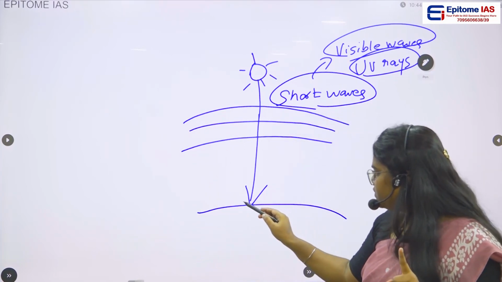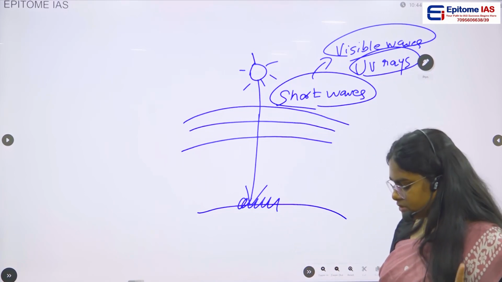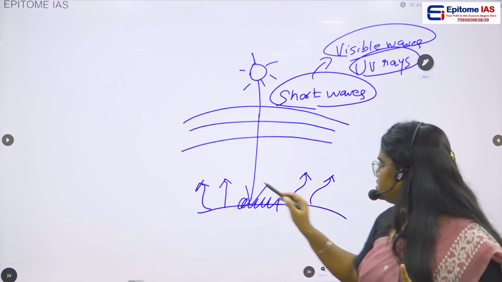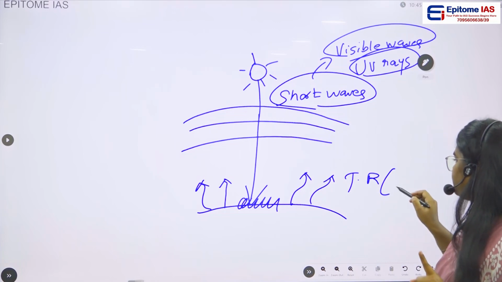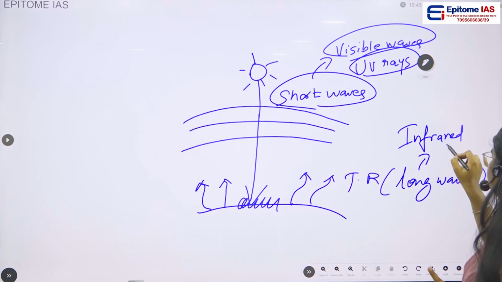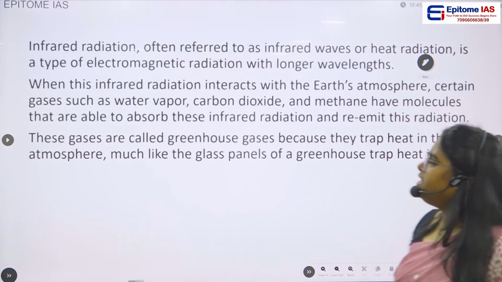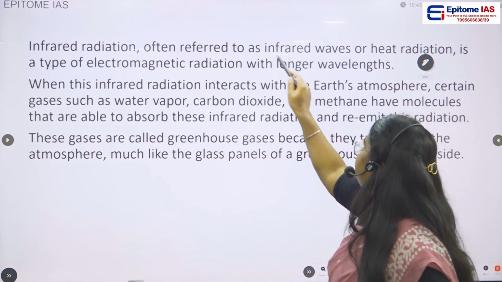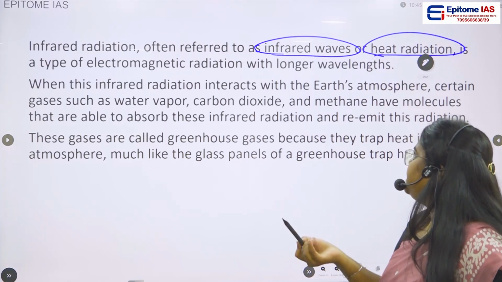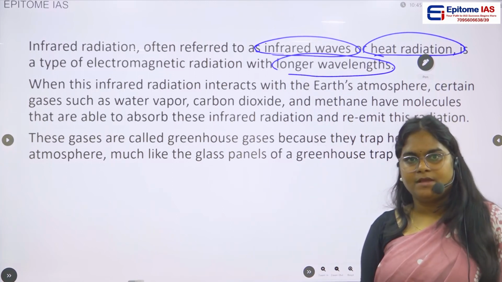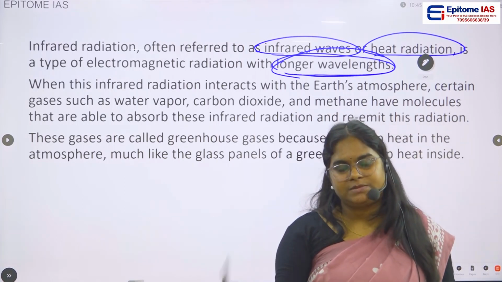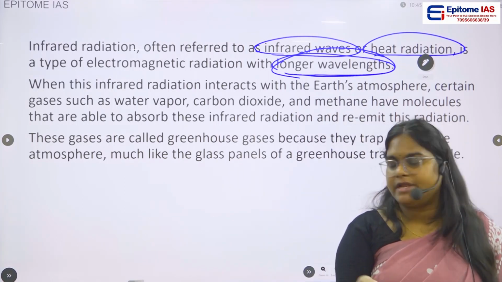Then what happens? After this insolation heats up the Earth's surface, the Earth's surface will radiate back some of the heat. And this is called terrestrial radiation. And it is in the form of long waves. And technically, what are these long waves? These are nothing but the infrared rays. Okay. So that's it. The infrared radiation, often referred to as infrared waves or heat radiation, is a type of electromagnetic radiation with longer wavelengths. So infrared waves have longer wavelength compared to the visible light and the ultraviolet radiation.